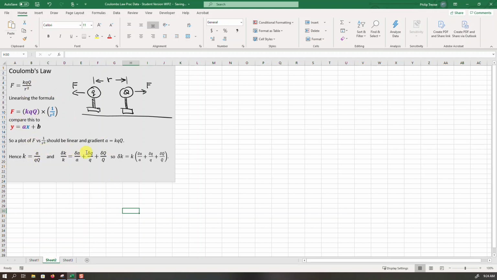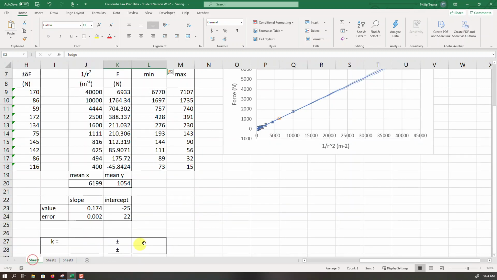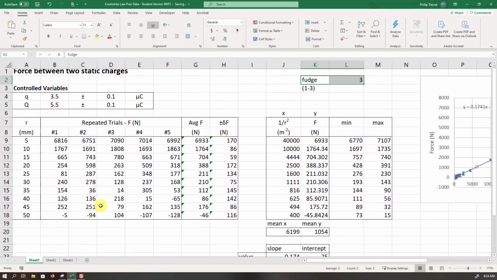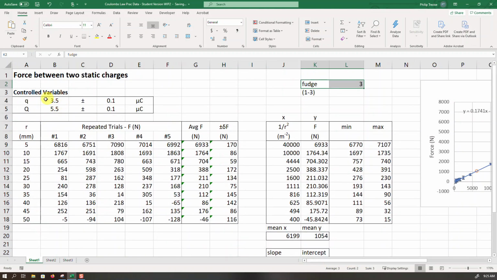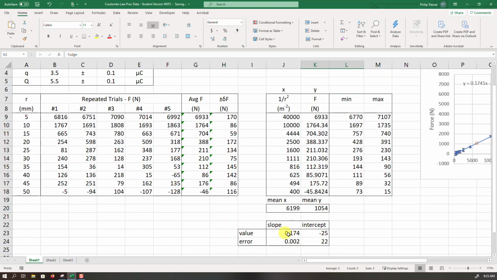So we have our theory page. Now, we had said earlier that the gradient A of our graph should equal the constant K times q times Q. Rearranging that, we have a formula to calculate the Coulomb constant: the gradient divided by the product of the charges q and Q. Now we have all that information available. Remember, all the way back at the very start, we had noted the size of the two charges in this experiment. They were controlled, but they were still there as numerical measurements. And we have a gradient over here.